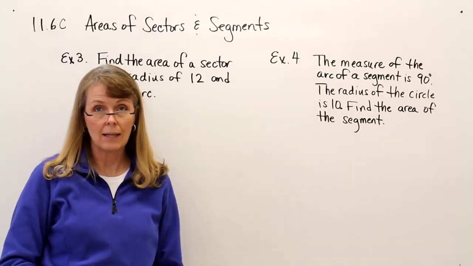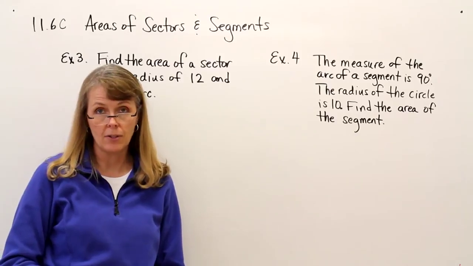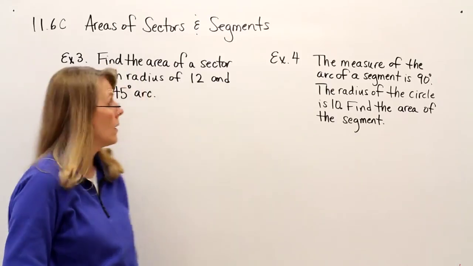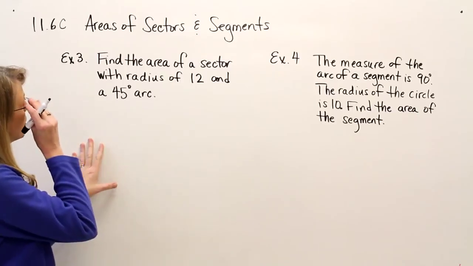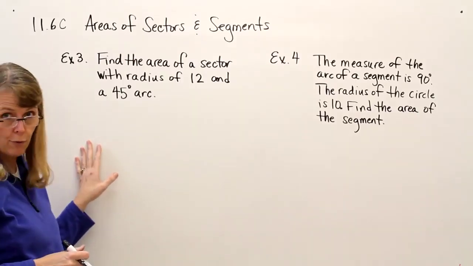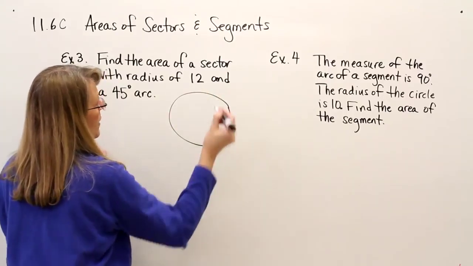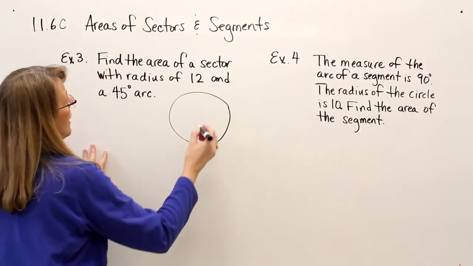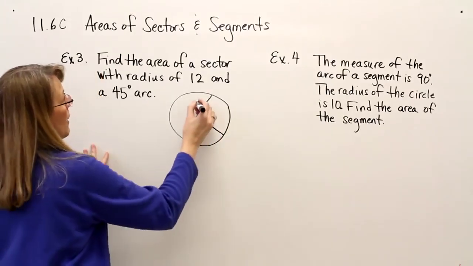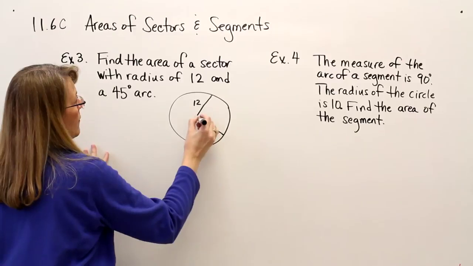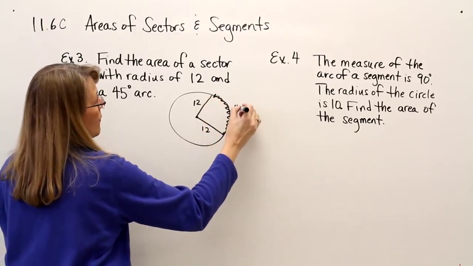Welcome to video 11.6c. We're going to look at some examples for finding the area of a sector and the area of a segment. Okay, so our first example, example 3, says find the area of a sector with a radius of 12 and a 45-degree arc. So let's draw a little picture here so we can visualize it. All right, I need a sector, so it looks like a piece of pie. I know my radius is 12, and this arc here is 45 degrees.